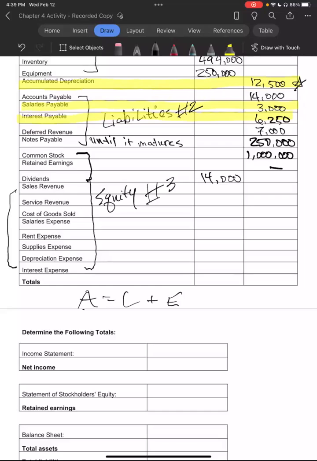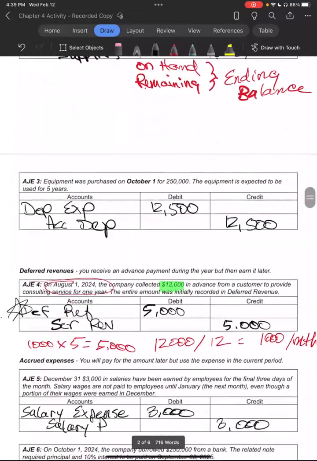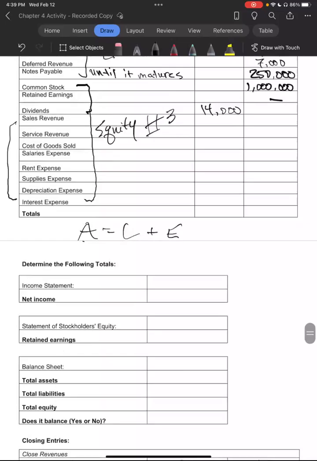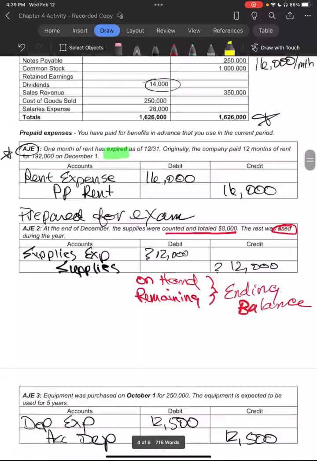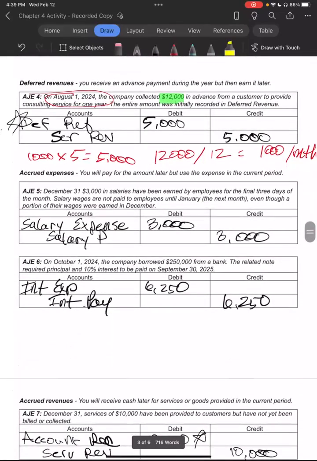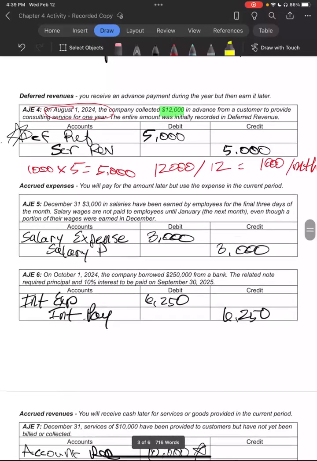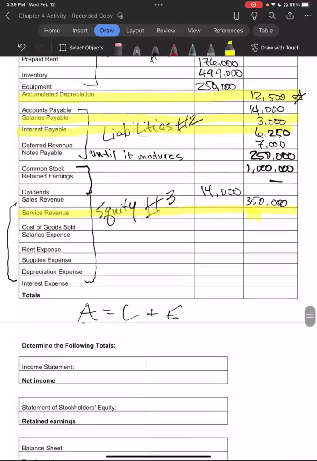Sales revenue, we did not have any additional sales revenue. Okay, so that's $350,000. But we did add some service revenue here. Okay, so that's our new one. Our service revenue was from our deferral earlier. Okay.